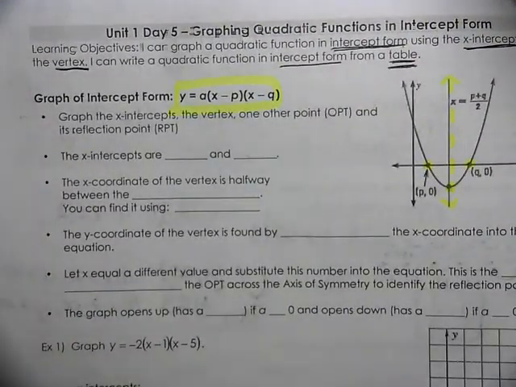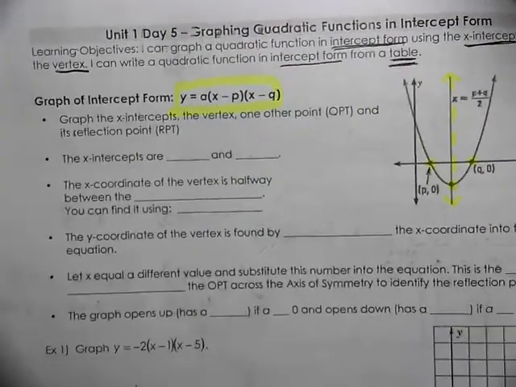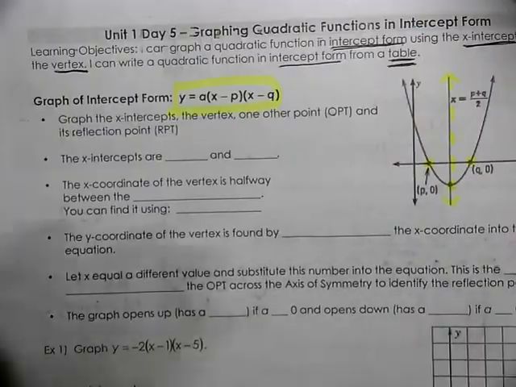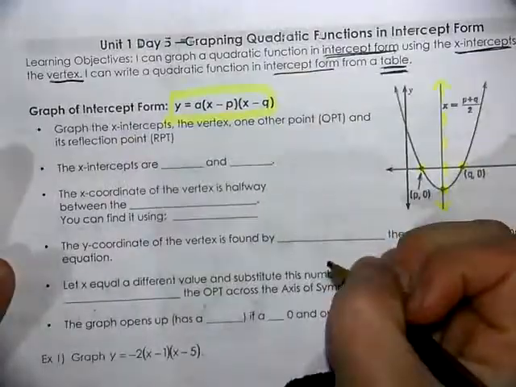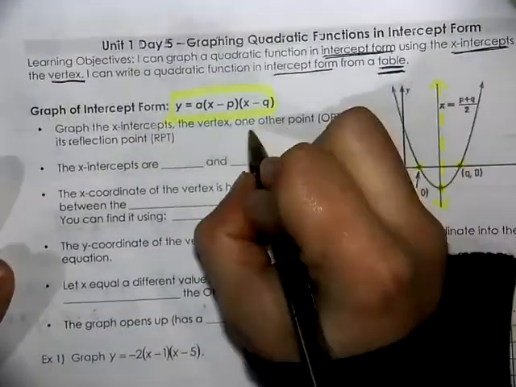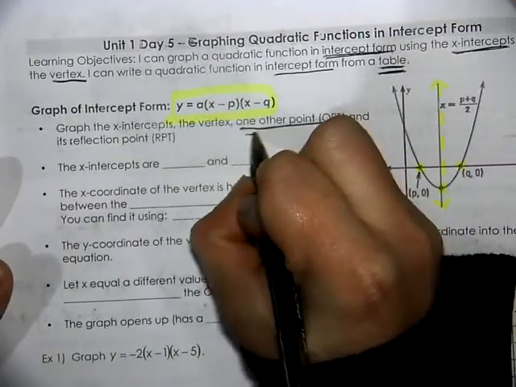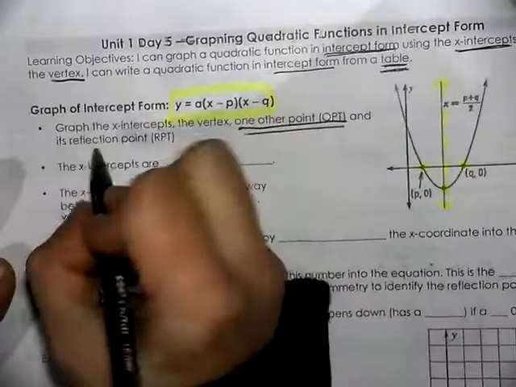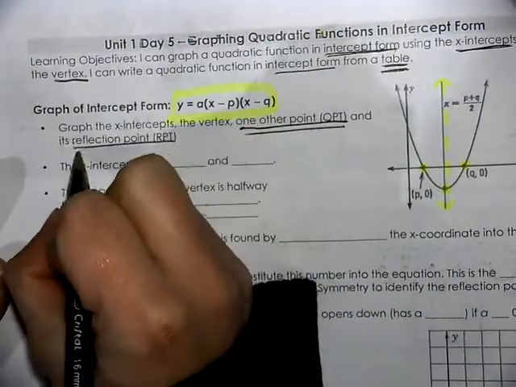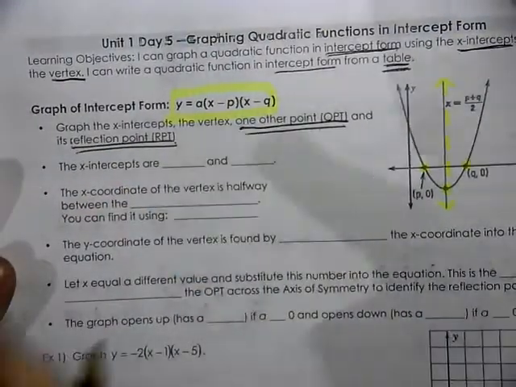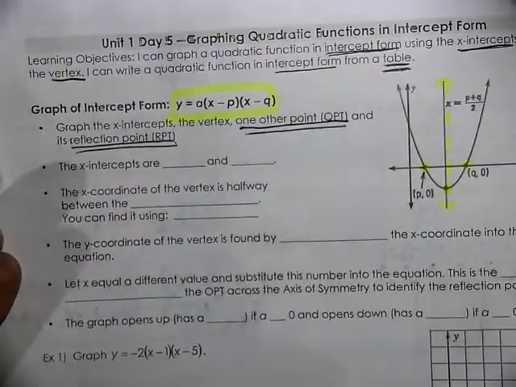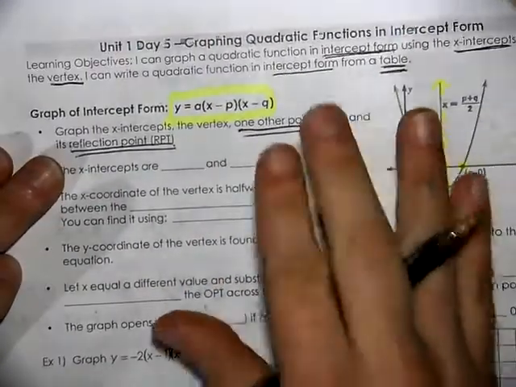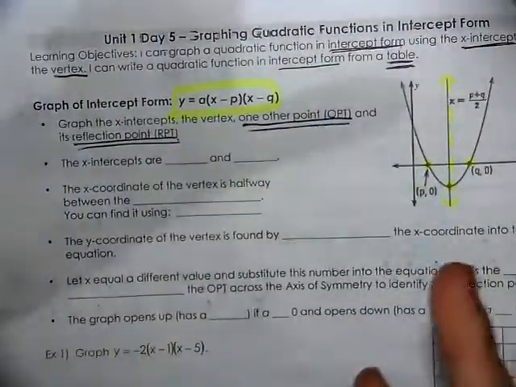All right, here we go. The graph, the x-intercepts, the vertex, one other point, and its reflection point are what's going to be the expectations. The one other point is just a recommendation. It's not something you absolutely have to do along with its reflection point. It's just something I'm going to put out there as something that you could do in the event that your graph doesn't work. So I'm just going to put that aside. Don't worry about it if it doesn't make sense.